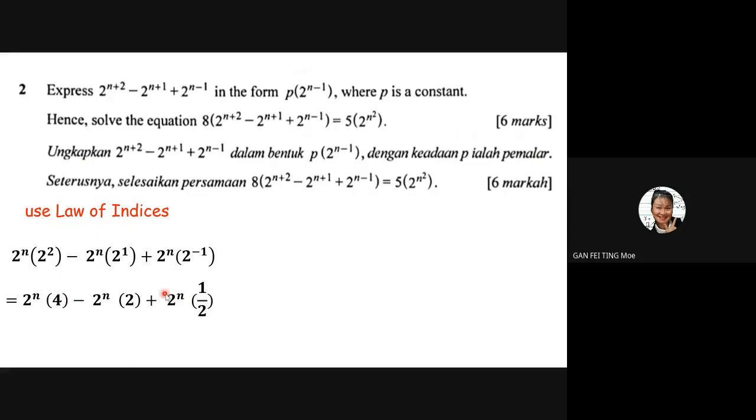You have many ways to write, but please make sure you write in a proper manner because this question brings you 6 marks. Every single line of your writing counts. Then now you can see 3 terms here: 1, 2, 3.